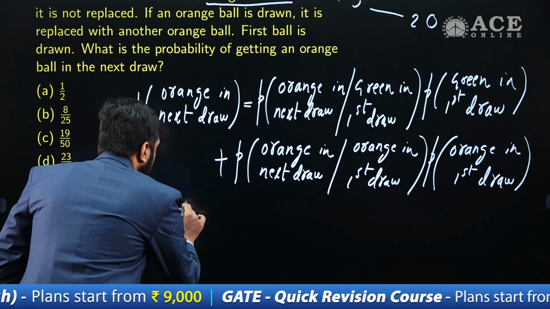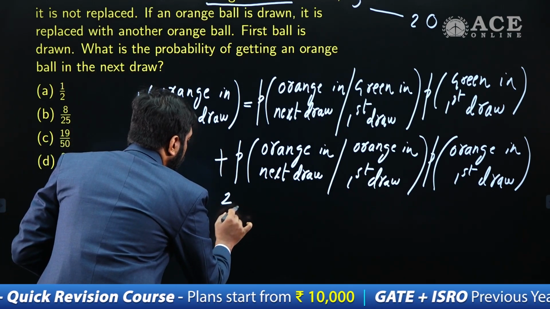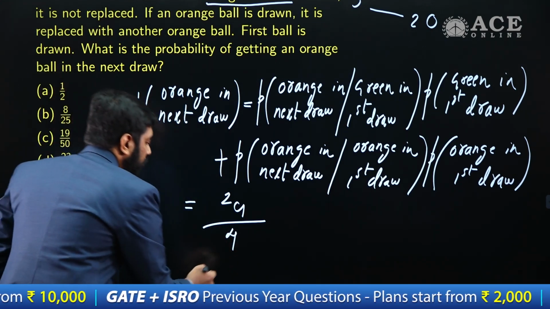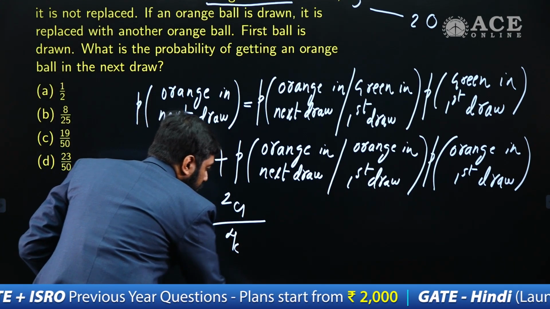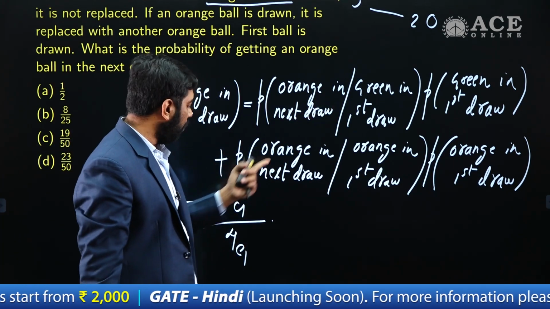It is so simple. How many oranges are there? 2. I just want 1. So it's 2C1 by how many are left, or how many are in total? It is 4. I want to draw 1. So it's 4C1 into, right? So I wrote the probability of this.